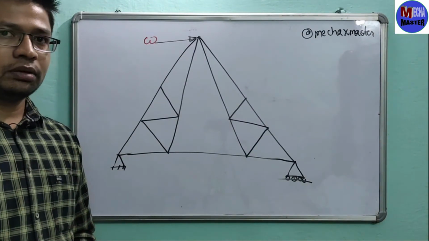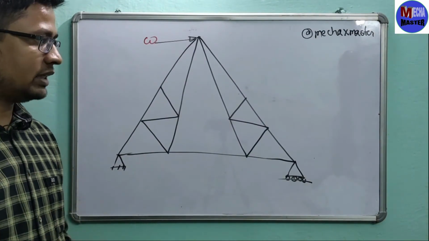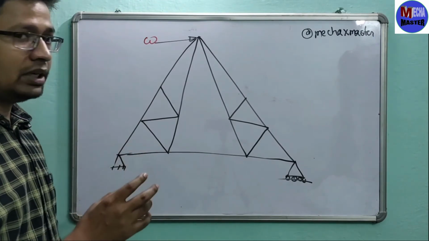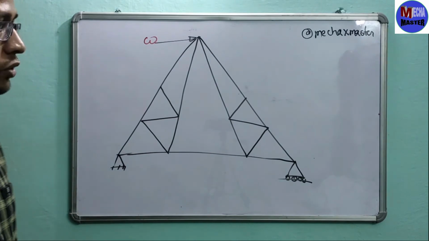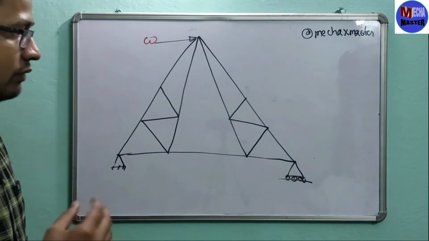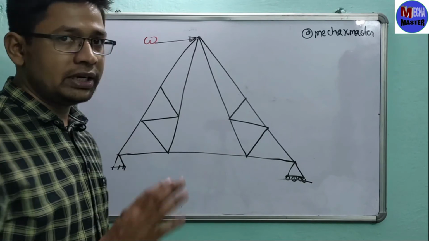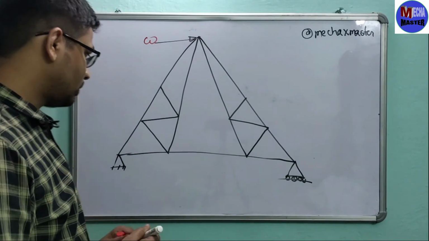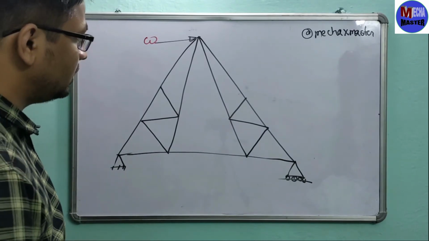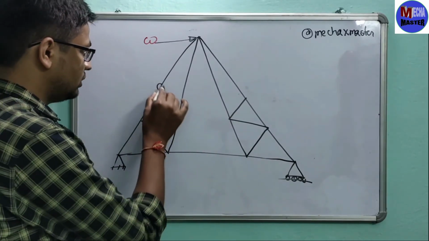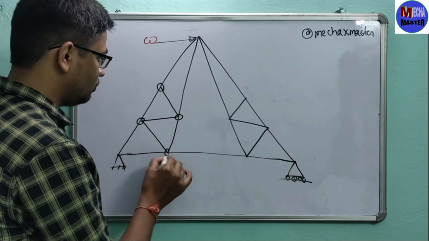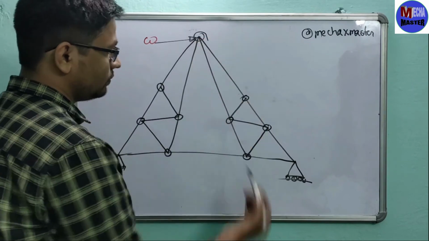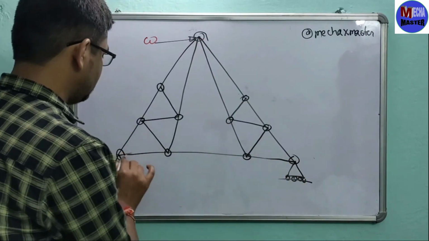Please see this example and please pause for a few seconds. Solve this question from your side, so you can understand whether you have understood how to find zero force members or not. I am going to solve this, but from your side, pause this and solve the question. So first of all, you have to see the joints. How many joints are there? 1, 2, 3, 4, 5, 6, 7, 8, 9, 10, 11.